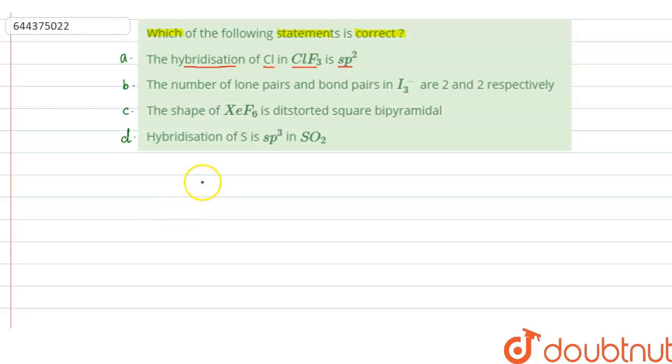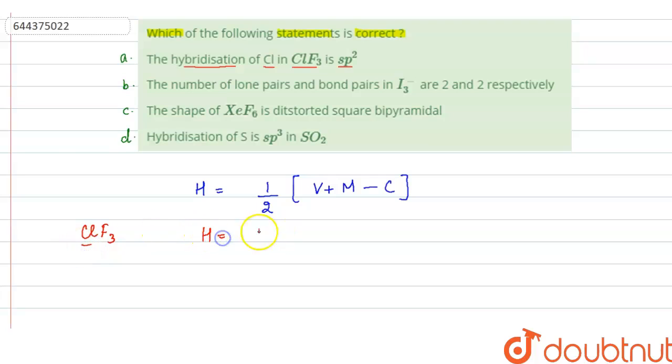We have a formula by which we can check the hybridization of the central atom in a compound. That formula is H equals half into V plus M minus C. Here V is the number of valence electrons of the central atom, M is the number of monovalent atoms attached to the central atom, and C is the charge on the compound. Let us calculate for ClF3, in which we have to find the hybridization of chlorine, which is the central atom.